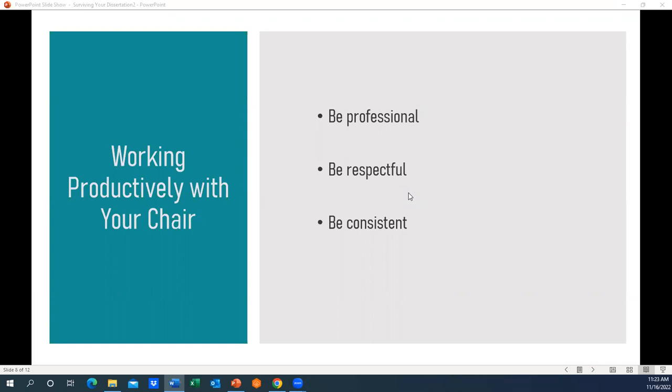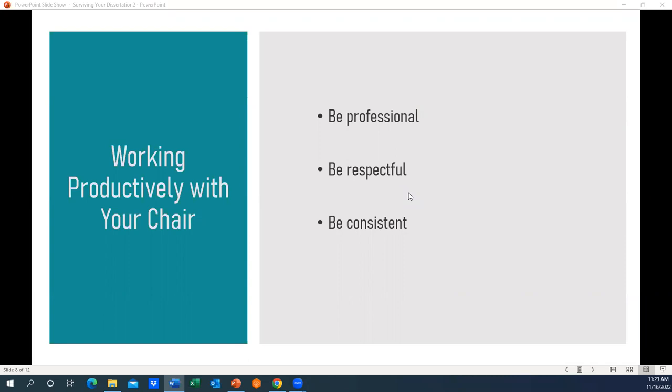Also know that chairs are different, right? They're people. They have their roles, their responsibilities, but they differ. So where some chairs are very hands-on and very helpful, other chairs may be less hands-on and less helpful. That's just something that is. But the onus is really still on you as the learner to be responsible for your own progress.